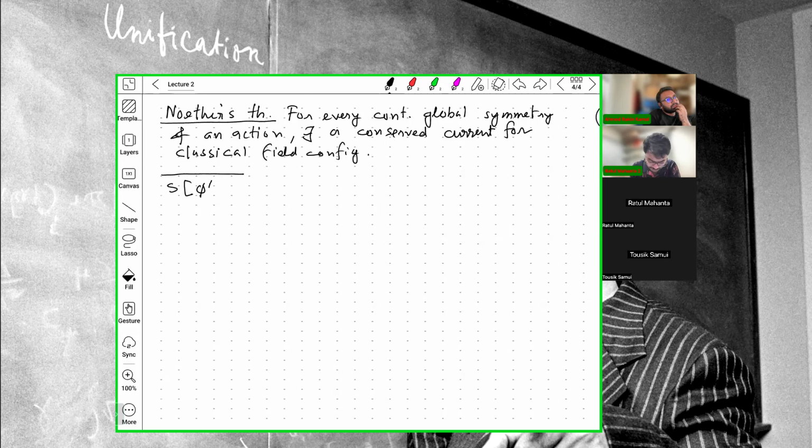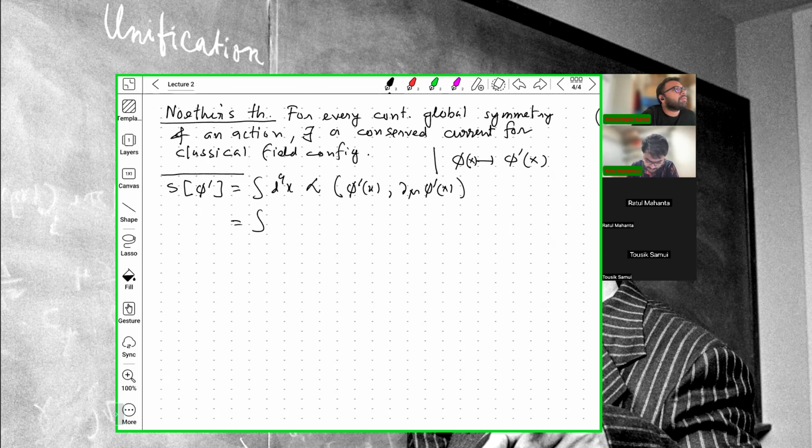So S of phi prime, let us start computing this. Suppose there is a continuous transformation that takes phi to some phi prime of x, and let us start computing this. Since x is a dummy index, you can just label it this. We have seen that most of the transformations are given in terms of phi prime of x prime, so now we can directly use them. That was the advantage of this variable transformation x to x prime.